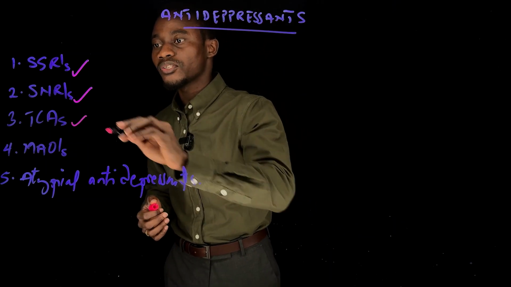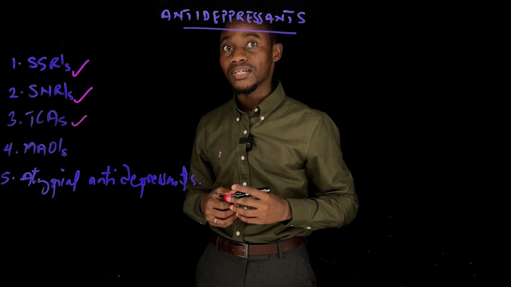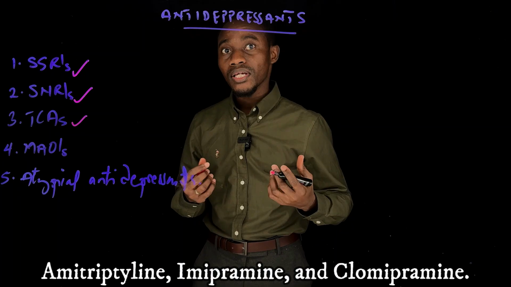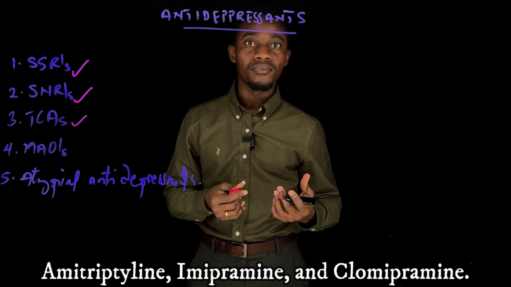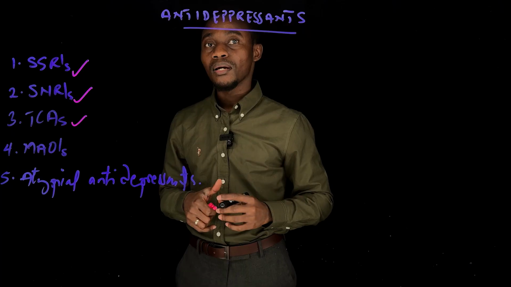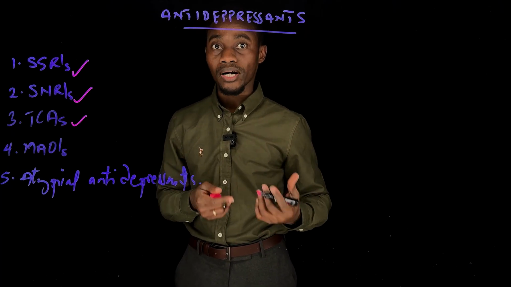TCAs, or tricyclic antidepressants, are probably among the first kinds of antidepressants to be produced. Typical examples are amitriptyline, imipramine, and clomipramine. Tricyclic antidepressant medications achieve their therapeutic effect by blocking or inhibiting the reuptake of serotonin and noradrenaline.